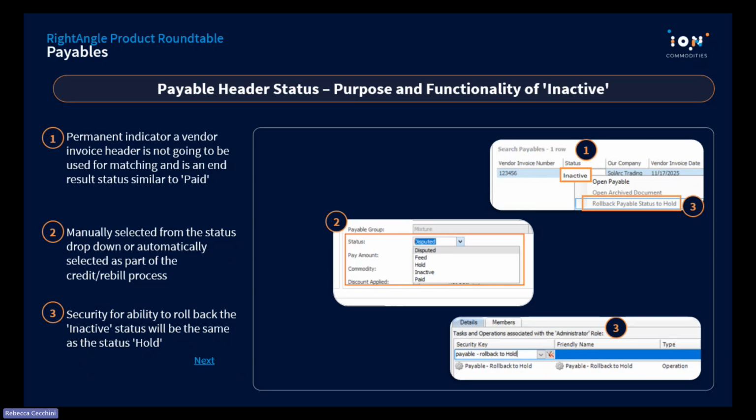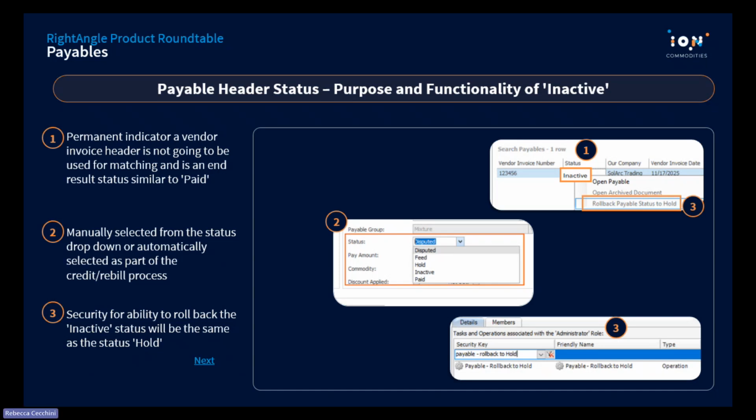inactive and disputed. So the inactive status, you can use if you want to indicate that a vendor invoice header isn't going to be used for the matching process. It's an end state status similar to the paid status. The invoice will remain in the system for record keeping purposes, and it won't be deleted.